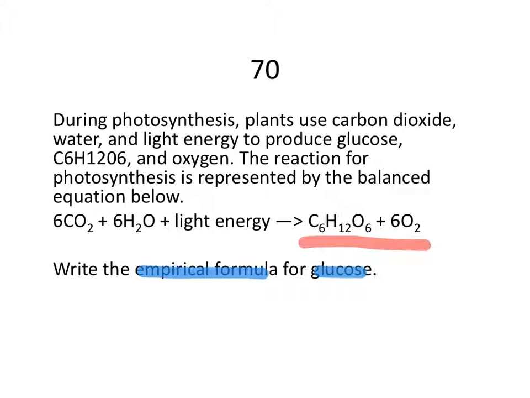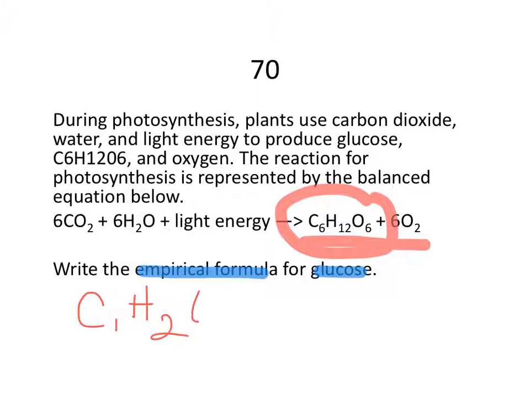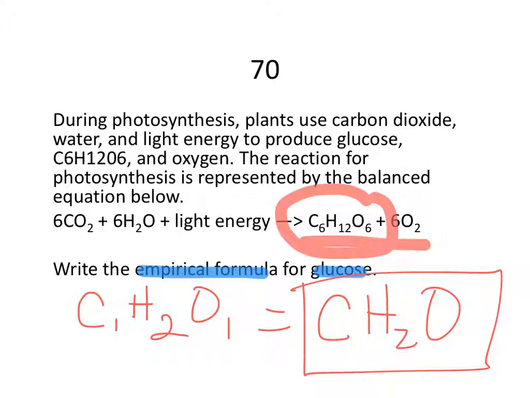This is the glucose right here. Glucose itself is C6H12O6. Can we reduce the factor here? We can see that the factor can be reduced by 6. If we reduce it by 6, we have C1, H2, and O1. We don't need the 1, so therefore we can write CH2O. And that right here is your empirical formula.